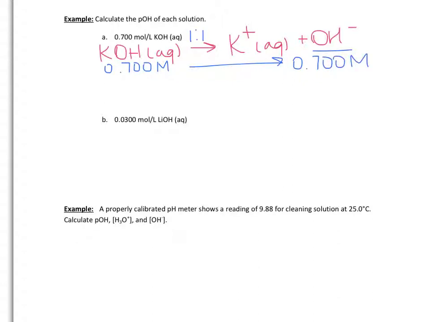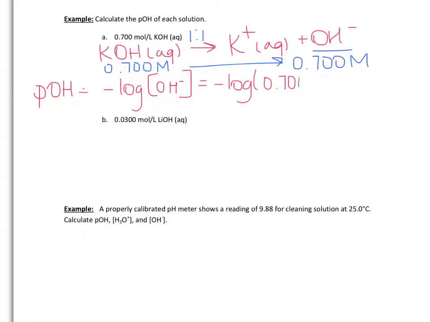Therefore, we can calculate pOH by using negative log of OH minus, which is negative log of 0.700. Recall in this section that we're looking for pOH, which is very similar to pH, and the rules for significant figures are the same. The answer you give for pOH should have the same number of decimal places as there are significant figures in the concentration. The concentration has 3 significant figures, so we should have 3 decimal places. So the answer would be 0.155.